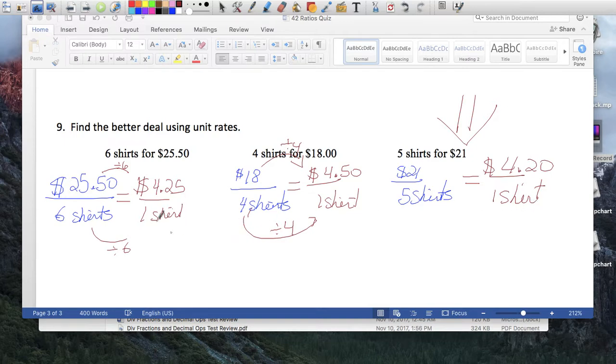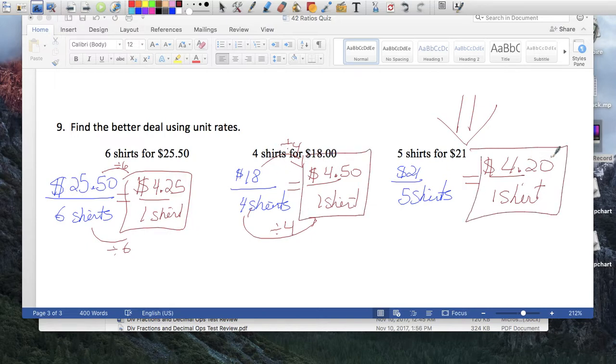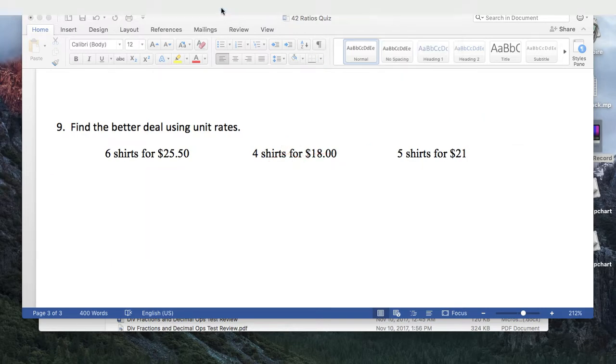Okay, so much easier when each of them is expressed as a unit rate, right? And much easier to determine who's the cheapest, or the best or the worst, whatever it is. It's much easier to compare when you have a unit rate. Okay. Let's move on.